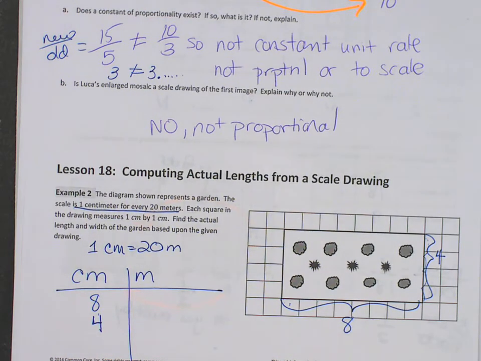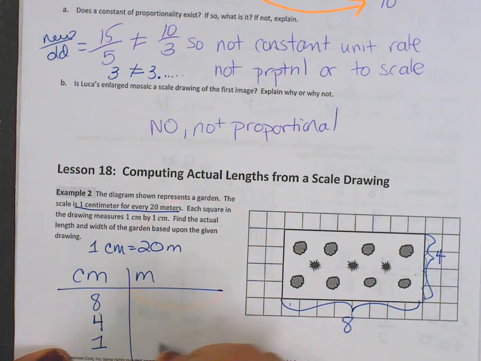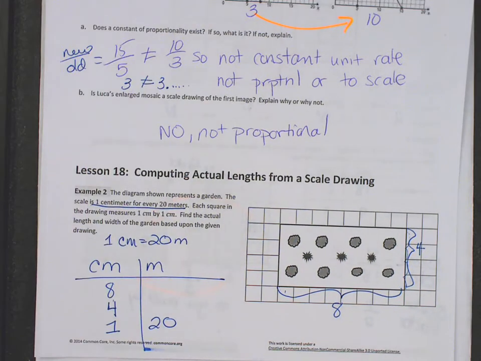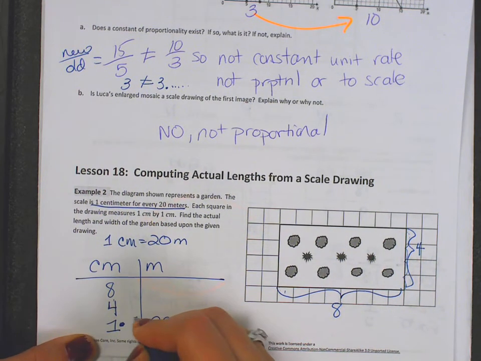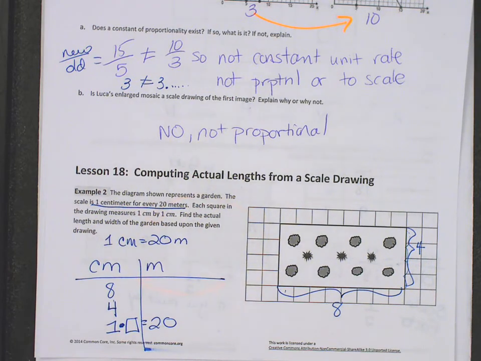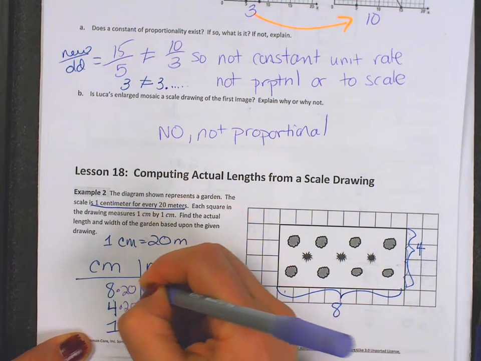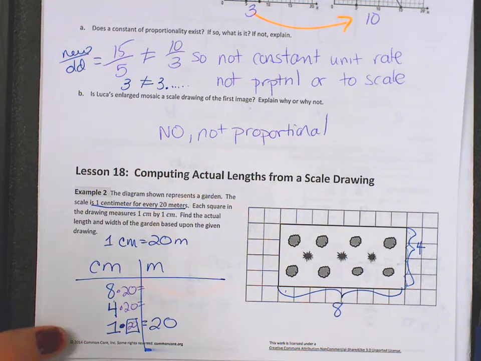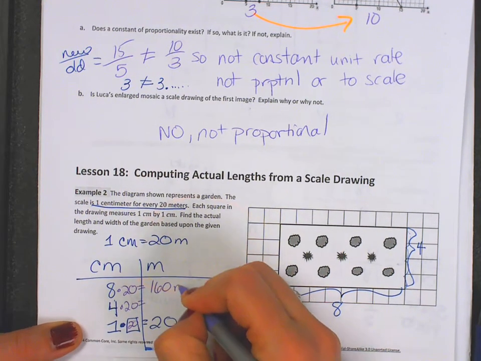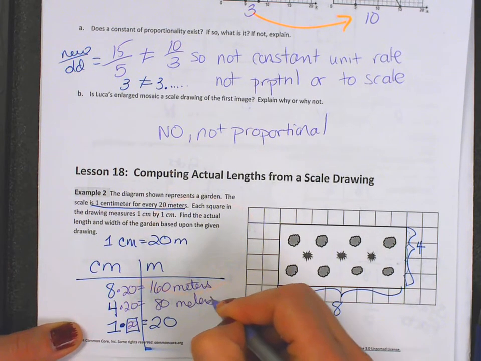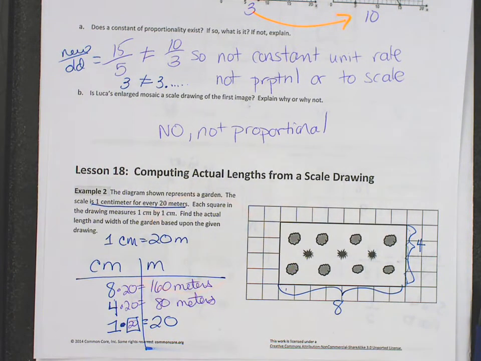Okay, I want to know what that is in meters. Well, if 1 centimeter is 20, how do you go from 1 to 20? Remembering our definitions of constant of proportionality or scale factor. The scale factor is the number you multiply by. What do you multiply 1 by to get 20? That would be 20. So if you multiply these by 20, you will get the actual measurements in meters. So it is going to have a length of 160 meters, and it is going to have a width of 80 meters. Capiche? You capash.